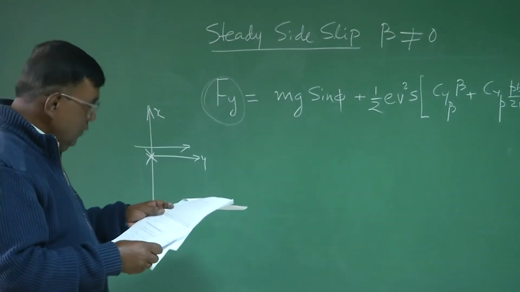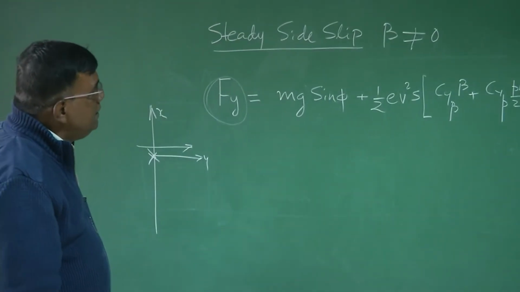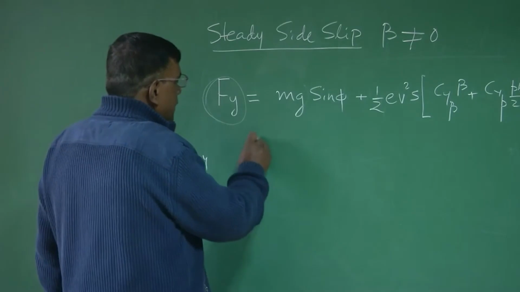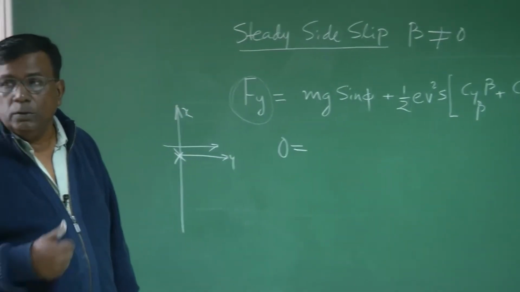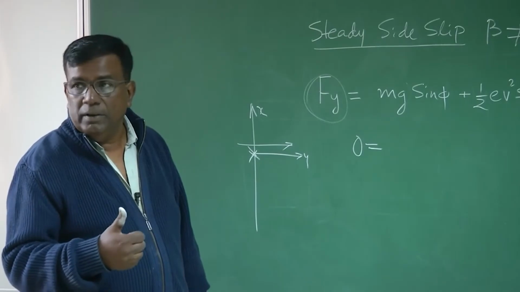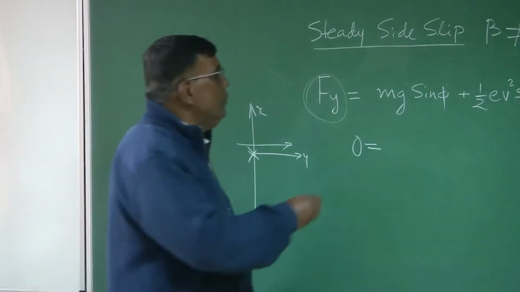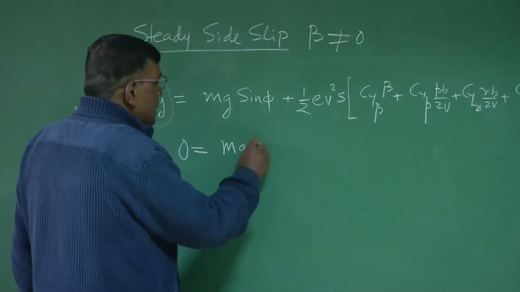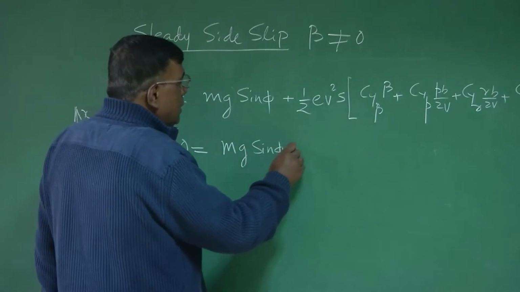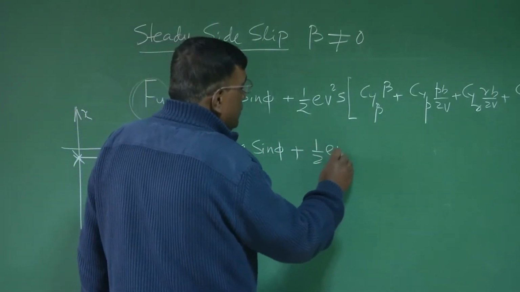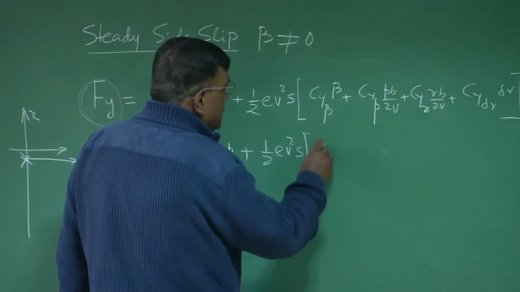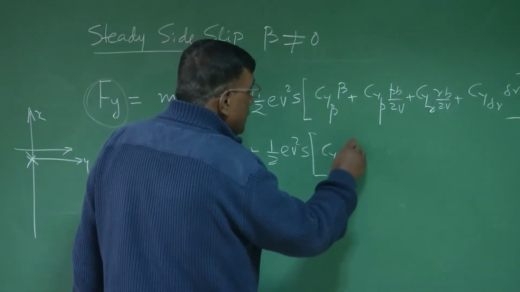Okay. Once you know this, when I am talking about steady side slip, I am ensuring that net force is 0. Okay. So I ensure through rudder and everything that net force is 0. So I write 0 equal to mg sin phi, I adjust the throttle accordingly, equal to half rho V square S Cy beta into beta.